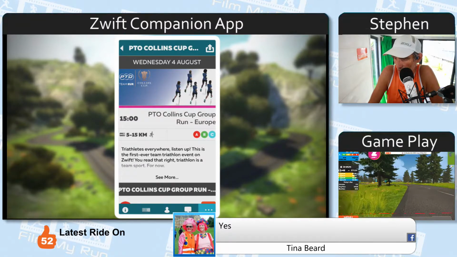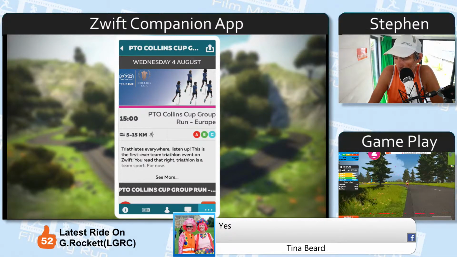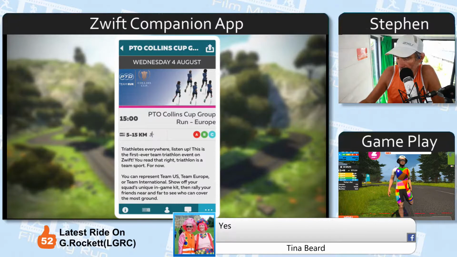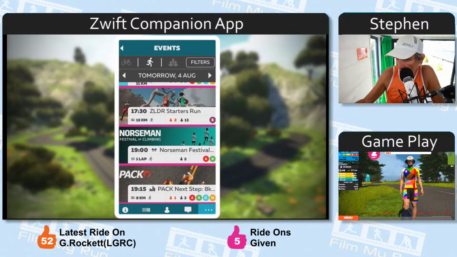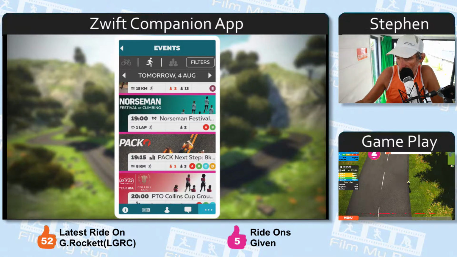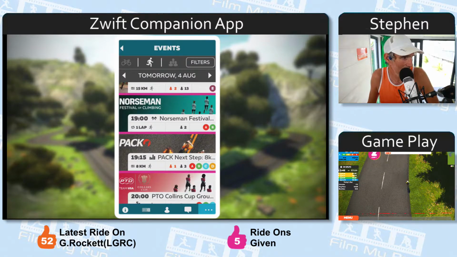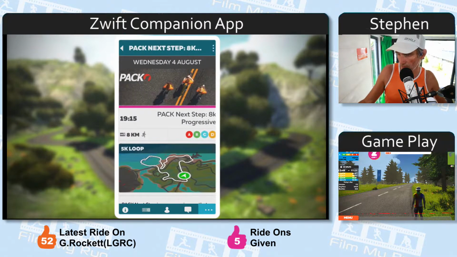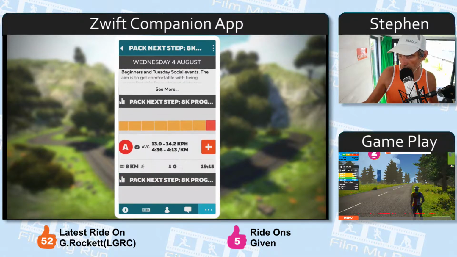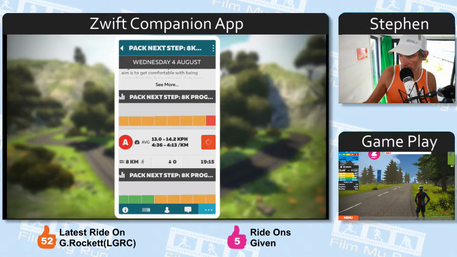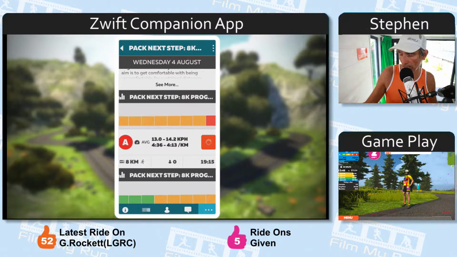Maybe we could do the Europe. Maybe I could do a Europe one at 3 o'clock, like a short distance, and then do pack step by step at 7:15. What do we think? Maybe we'll do that. Okay, well, I'm going to put my name down for the pack step by step. Pack next step, 8k run. So we'll do that tomorrow. There we are. I'll put my name down in Group A for that.